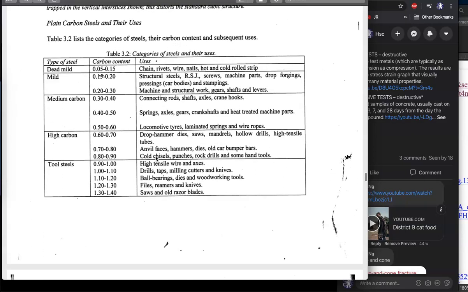We've got different uses. We've said dead mild is for structural steel. RSJs are what we used to use instead of universal beams and universal columns. They have an I-beam shape, except they're tapered. For medium carbon steel, we have things like axles and crane hooks. 0.6 is what we use for rail. For 0.8, we have things like cold chisels and punches. And for very high carbon, we have saws, razor blades and knives, things that need to be very hard.